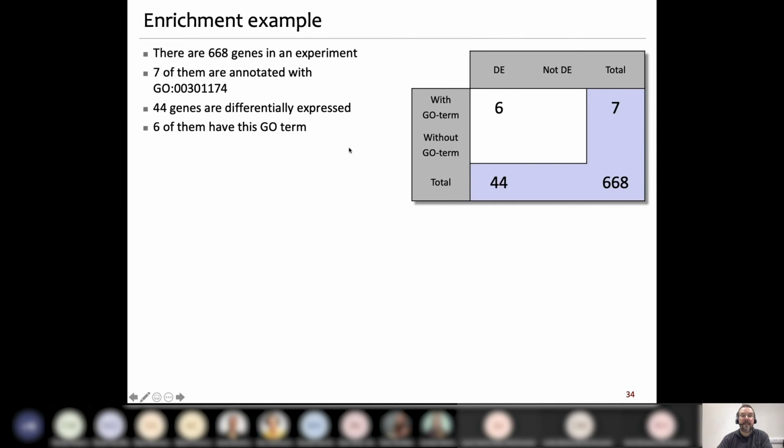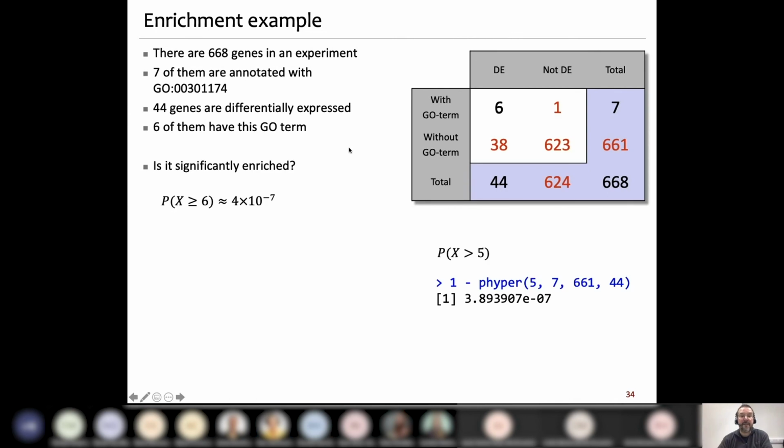So we put 6 here. We can fill all the remaining numbers, and then we can perform a hypergeometric test now. The question is, what is the probability of finding 6 or more genes with this particular GO term in our selection? This probability of X being greater or equal to 6 is very low. It's about 10 to minus 7. You can use a phyper function to find this. That is an easier way. I will show you in a second.